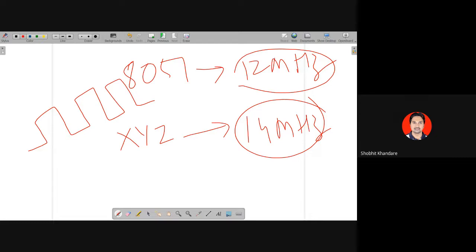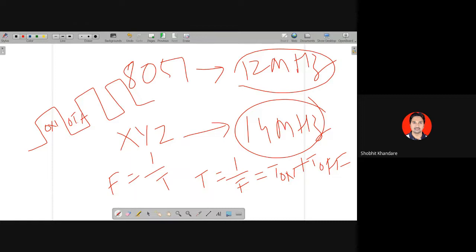What is the relation between frequency and time? Inverse. F is equal to 1 by T, or T is equal to 1 by F. Can I say time period is nothing but T on plus T off? T on means the on time, T off means the off time. This is actually a square wave where the duty cycle is 50%, which means on time and off time are the same.